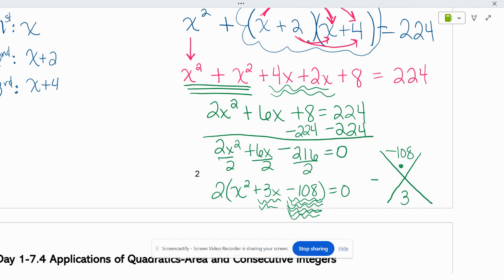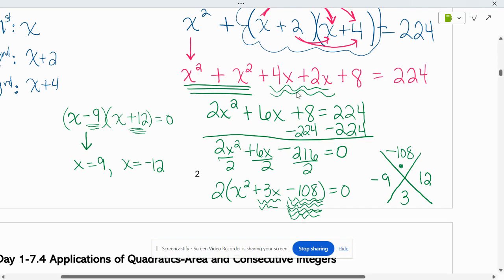Negative 9 and positive 12. So that means that I have x minus 9 times x plus 12 equals 0. Well, if x minus 9 equals 0, what's the opposite of negative 9? Positive 9. Then x has got to be positive 9. If x plus 12 equals 0, then x has to be negative 12.